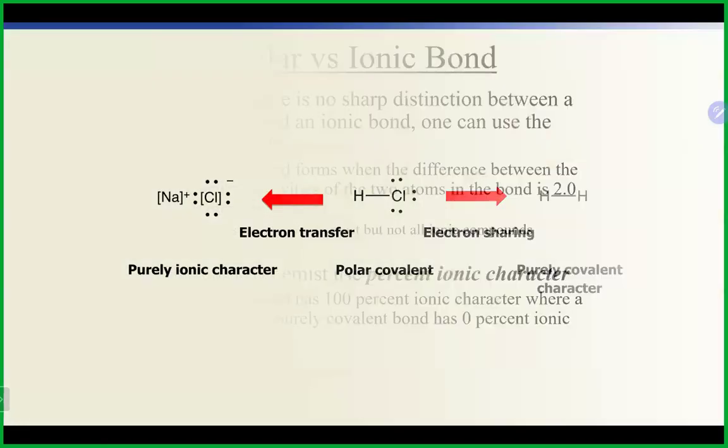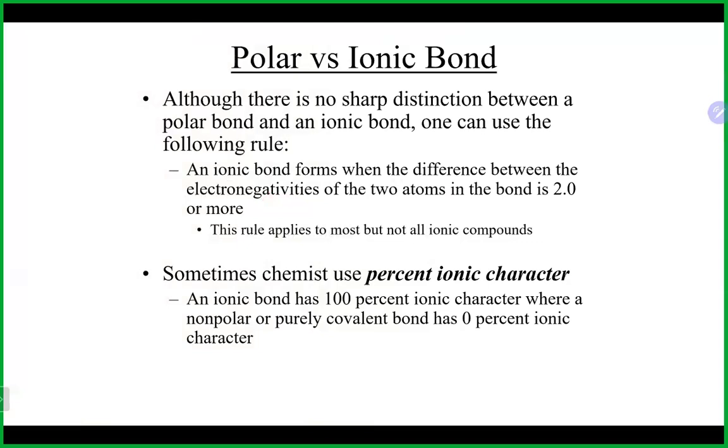Now, as I mentioned maybe before, the cutoff of 2 for ionic is not perfect. If you looked at that table, you can find some ionic combinations where you will get a difference less than 2. But again, if you just roll with the metal and non-metal, you'll be fine with that.